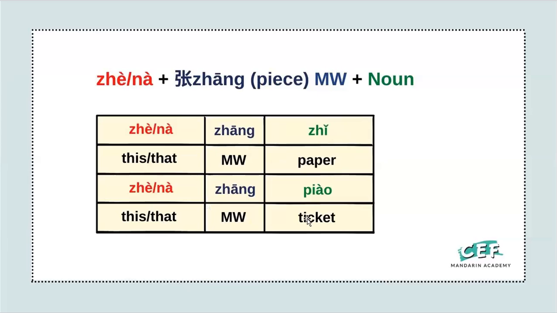So 这张票, this piece of ticket. Remember, we talk about ticket, tissue paper. Tissue paper, how to say? 餐巾纸, tissue paper. 这张餐巾纸, this tissue paper. 那张餐巾纸, that tissue paper. Okay, so we said this piece of ticket, how to say? 这张票. If I want to say that piece of ticket, how to say? 那张票. That's very easy.